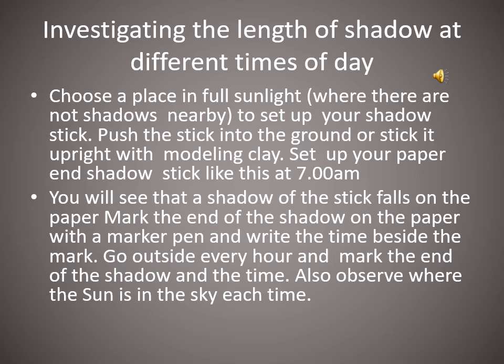Mark the end of the shadow on the paper with a marker pen and write the time beside the mark. Go outside every hour and mark the end of the shadow and the time, and also observe where the sun is in the sky each time.